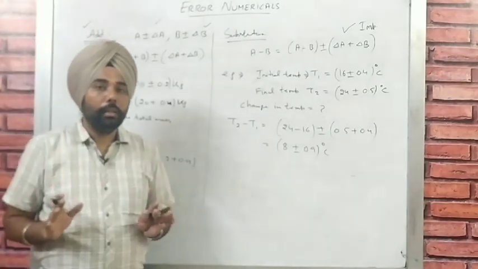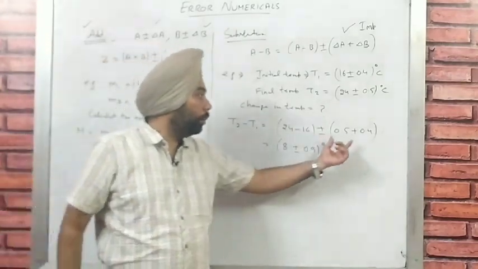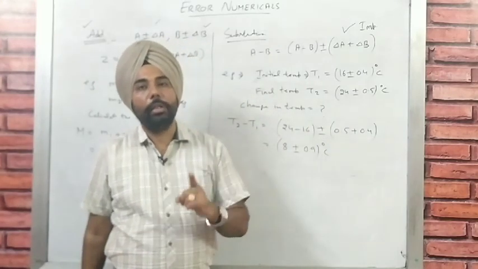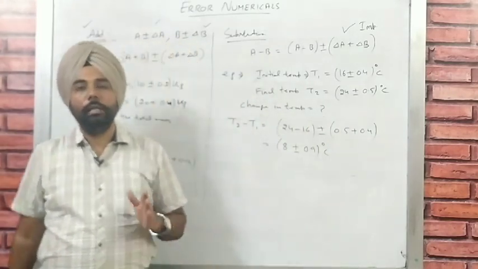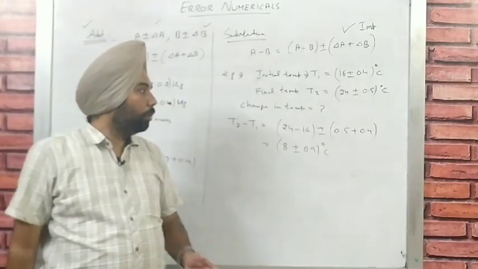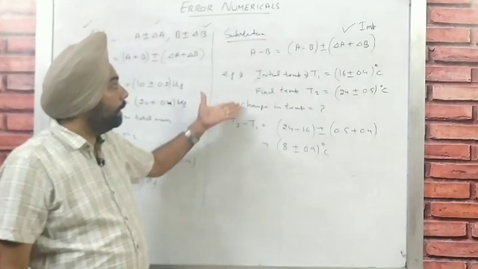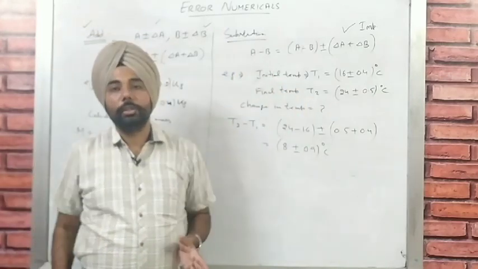The main thing is that the absolute errors are always going to be added. They are not going to be subtracted, because absolute errors are always taken as positive. So we are not going to subtract the absolute errors. So that is the simplest way we can solve the subtraction of errors.